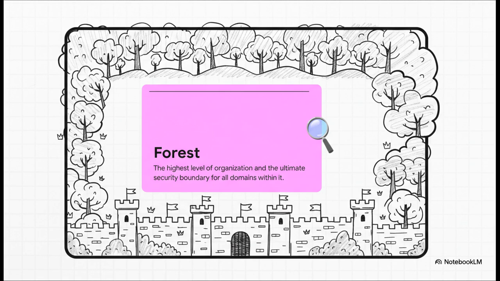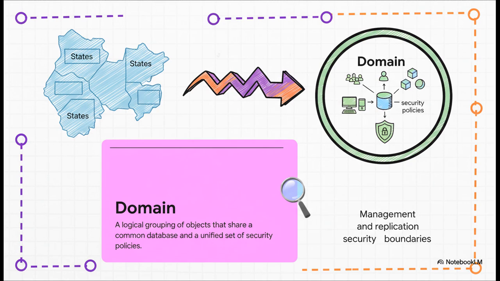Right at the very top of our kingdom, we have what's called the forest. Now, this isn't just a bunch of trees. Think of it as the entire country. It is the absolute ultimate boundary for our whole digital world. Everything inside this forest has to play by the same set of rules and shares a common design. And what does every country have? It's got states, right? Well, in our Active Directory kingdom, these are our domains.